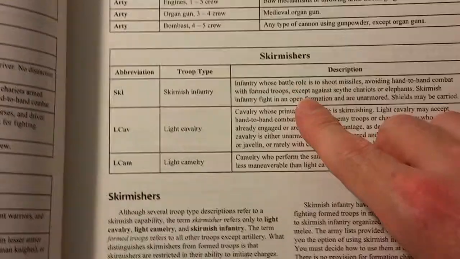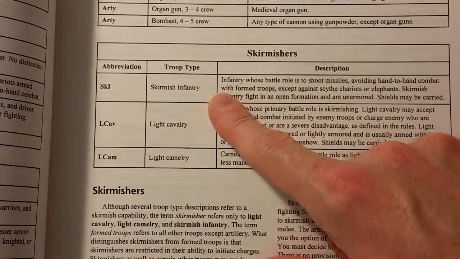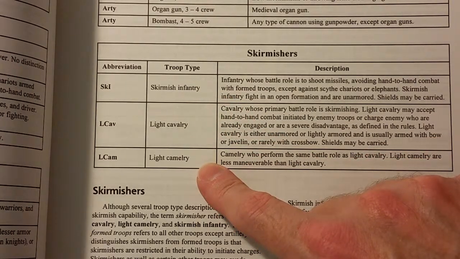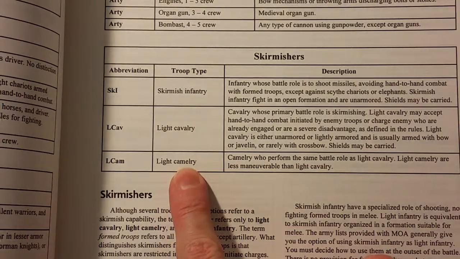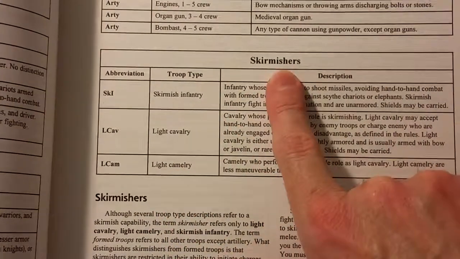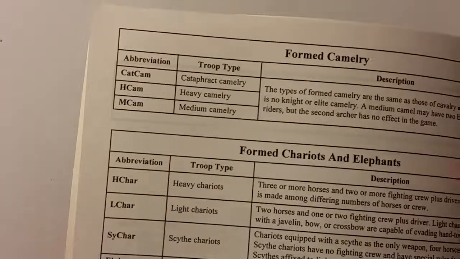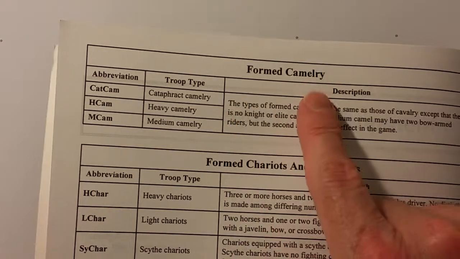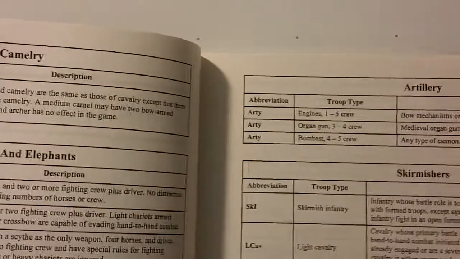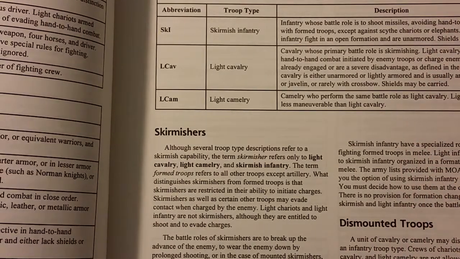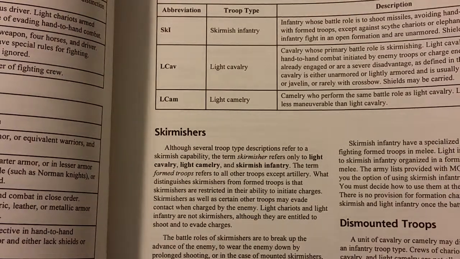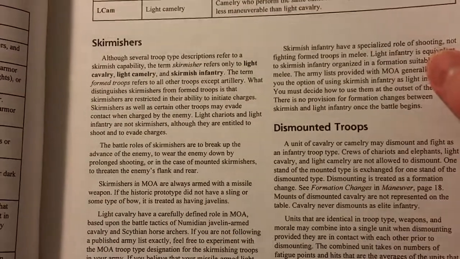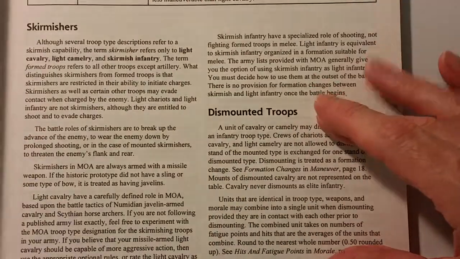artillery, and skirmishers. So not just skirmishers, we got skirmish infantry, light cavalry, and light camelry. So that's interesting. Light camelry is a troop type under skirmishers, separate from the first three. Formed camelry. Formed camelry versus basically skirmish camelry. Okay, skirmishers, dismounted troops. Some nice rule sections on just skirmishers and dismounted troops.